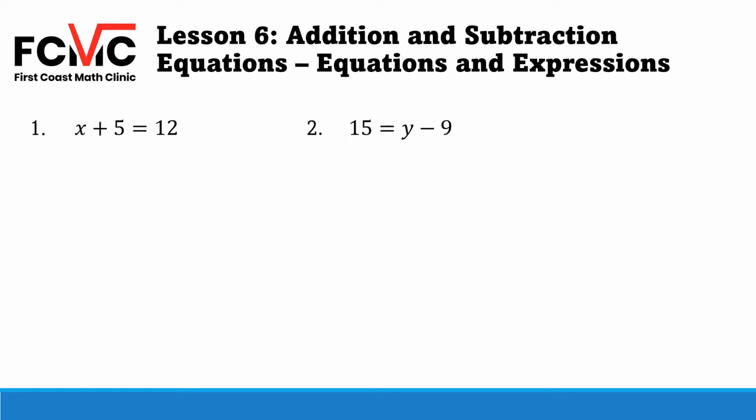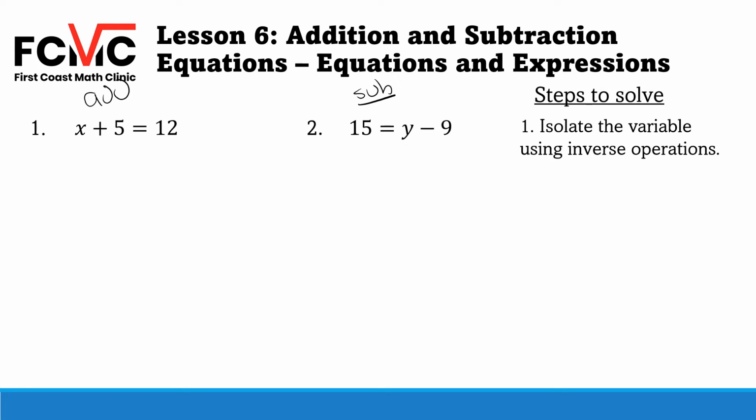So for example 1, we've got x plus 5 equals 12. In example 2, we've got 15 equals y minus 9. So we've got our addition equation here and our subtraction equation here. We're subtracting 9 in one and adding 5 in the other. What are the steps that we're going to use to solve this? Our first step is to isolate our variable using inverse operations. We want to get the variable by itself. So for number 1, I want to get this x by itself, and I want to move that 5 from the left side that it's currently on to the right side using inverse operations.